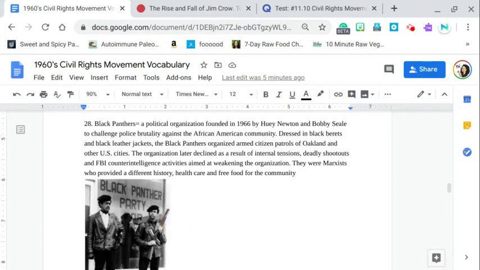And what happened is the FBI had secret agents go in and start selling them a lot of weed and drugs, and unfortunately, that brought down the organization. The reason I'm saying unfortunately, I know that some people fear the Black Panthers, is because they provided a lot of health care and free food.